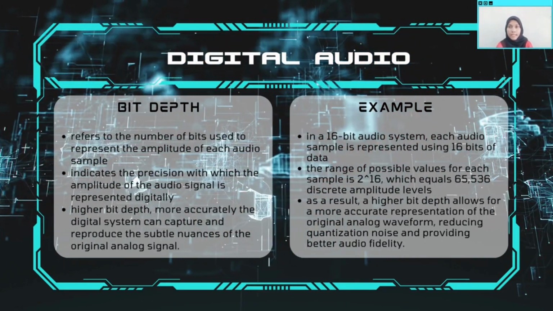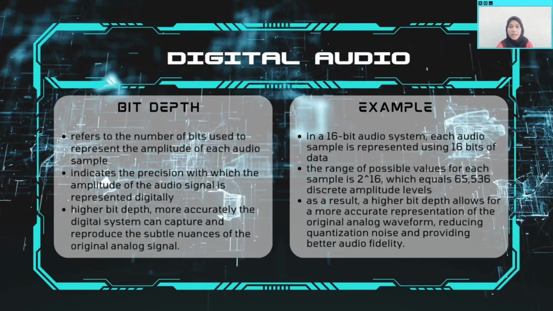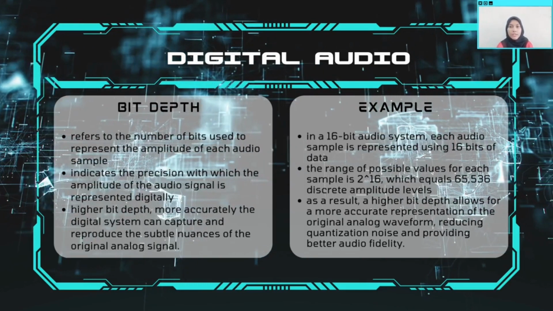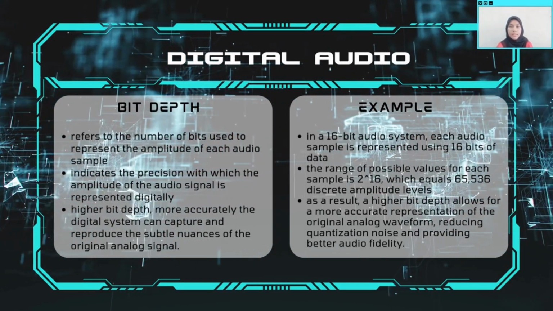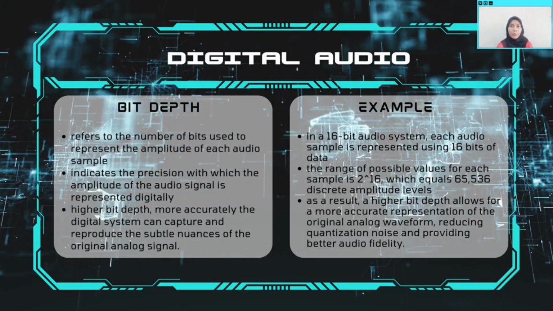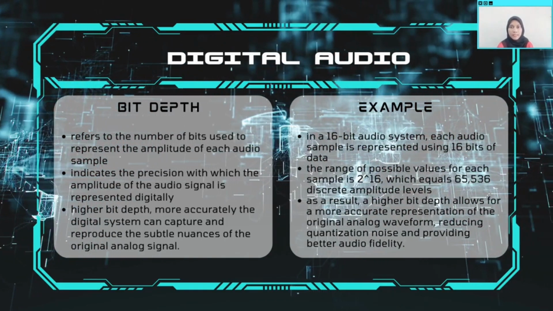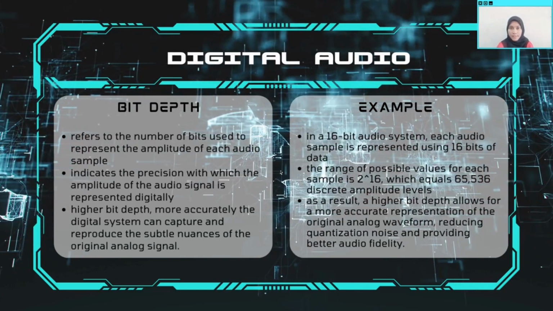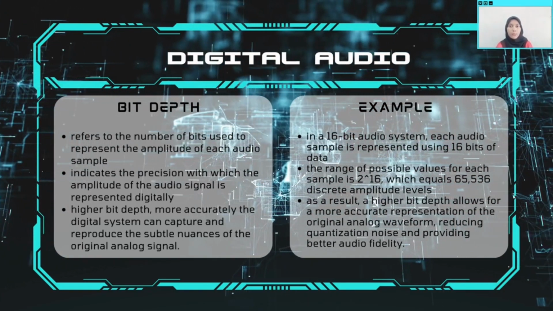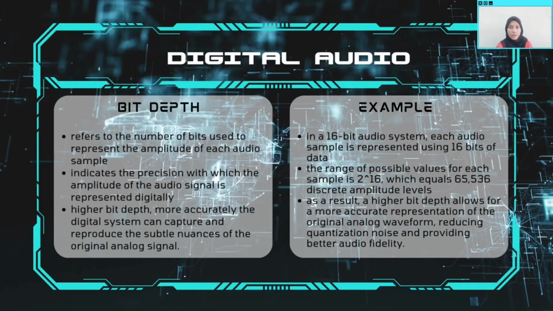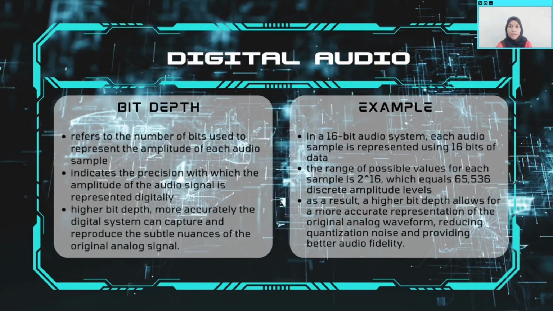For example, in a 16-bit audio system, each audio sample is represented using 16 bits of data. So the range of possible values for each sample is 2 power of 16, which equals 65,536 discrete amplitude levels. As a result, a higher bit depth allows for a more accurate analog waveform, reducing quantization noise, and also provides better audio.